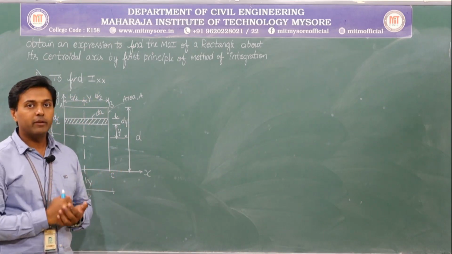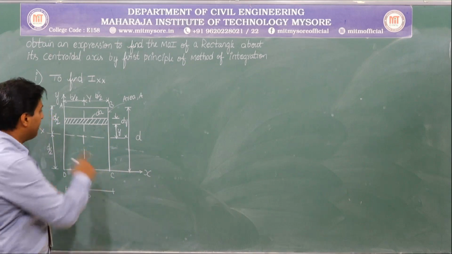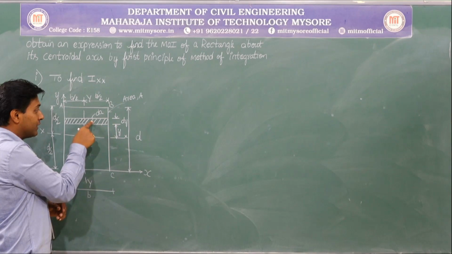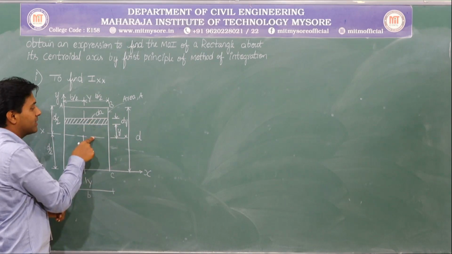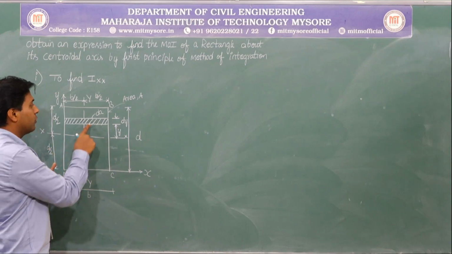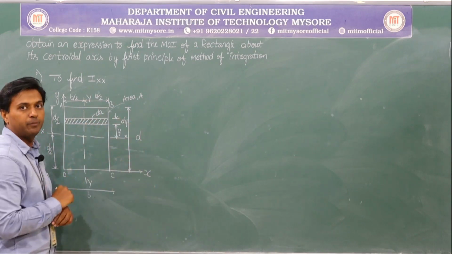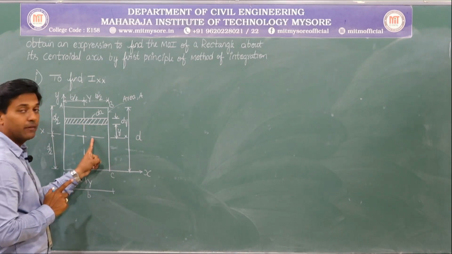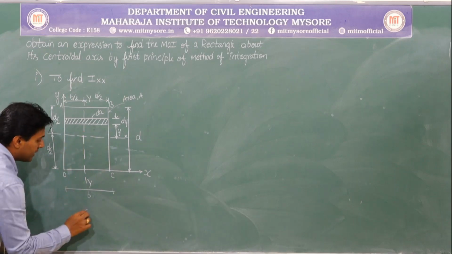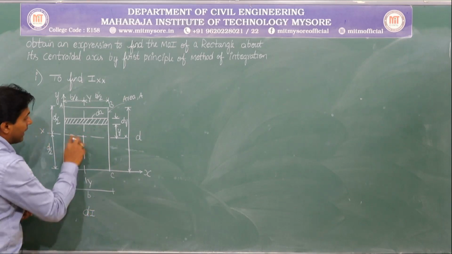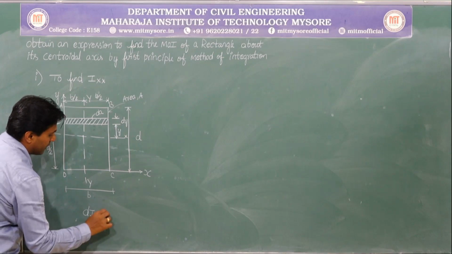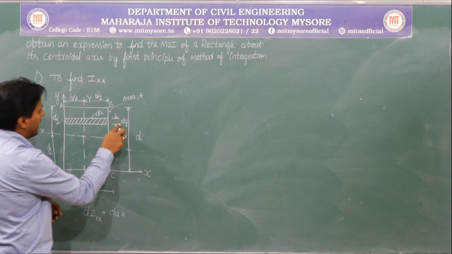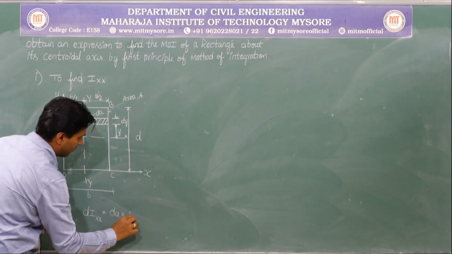Okay. So next, I want the moment of inertia about the x axis. The moment of inertia of this elemental strip about the x axis is given by, I always first go with the part, then to the whole. So dIx is equal to area into distance square.